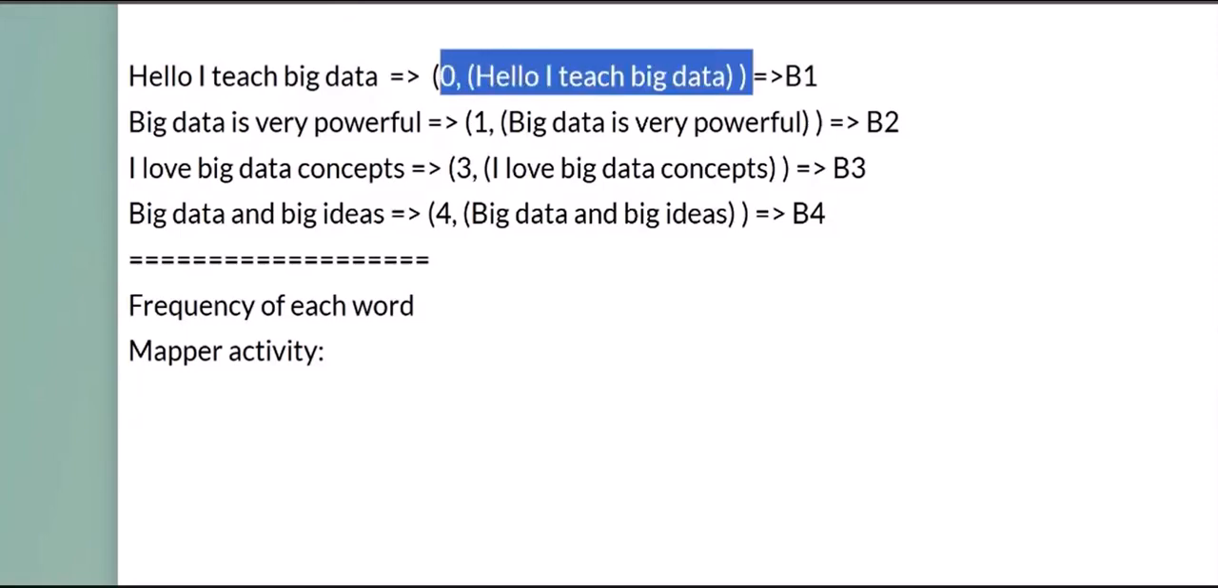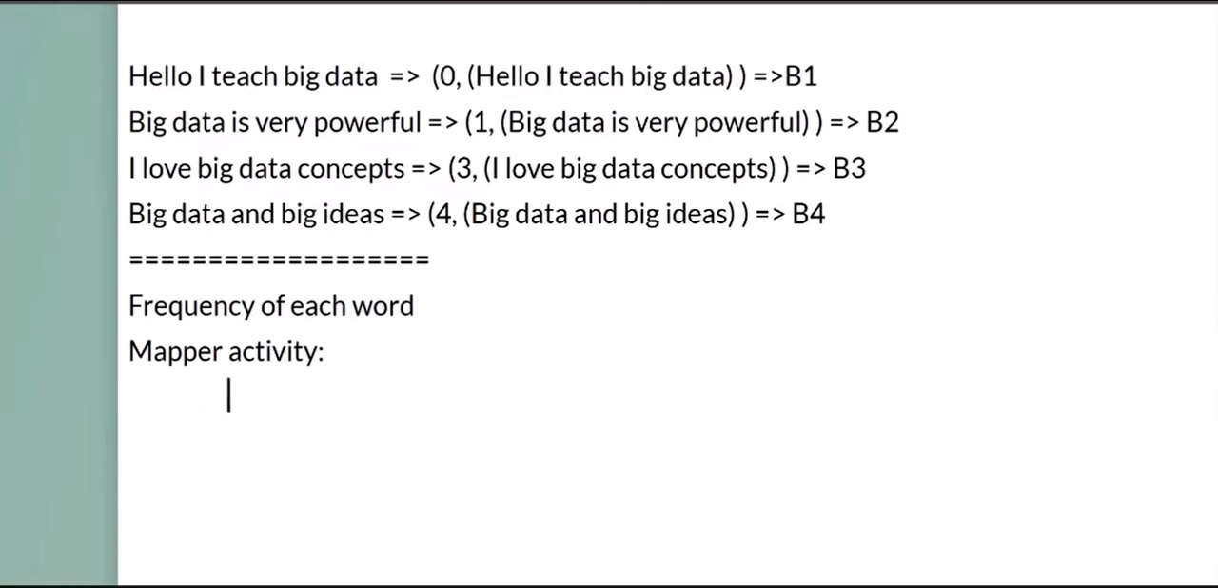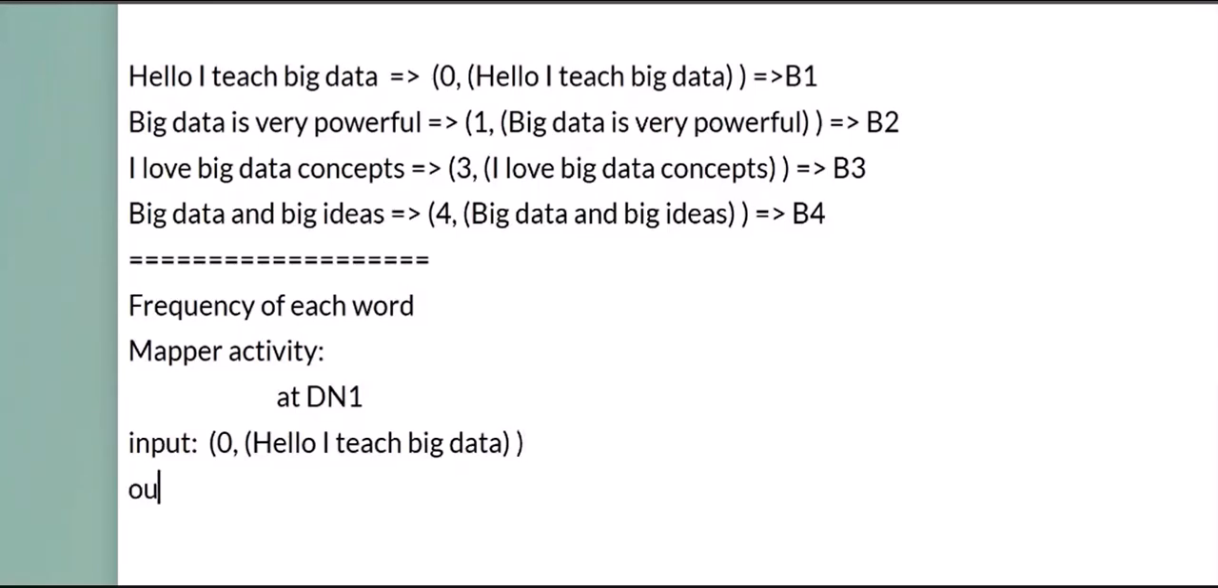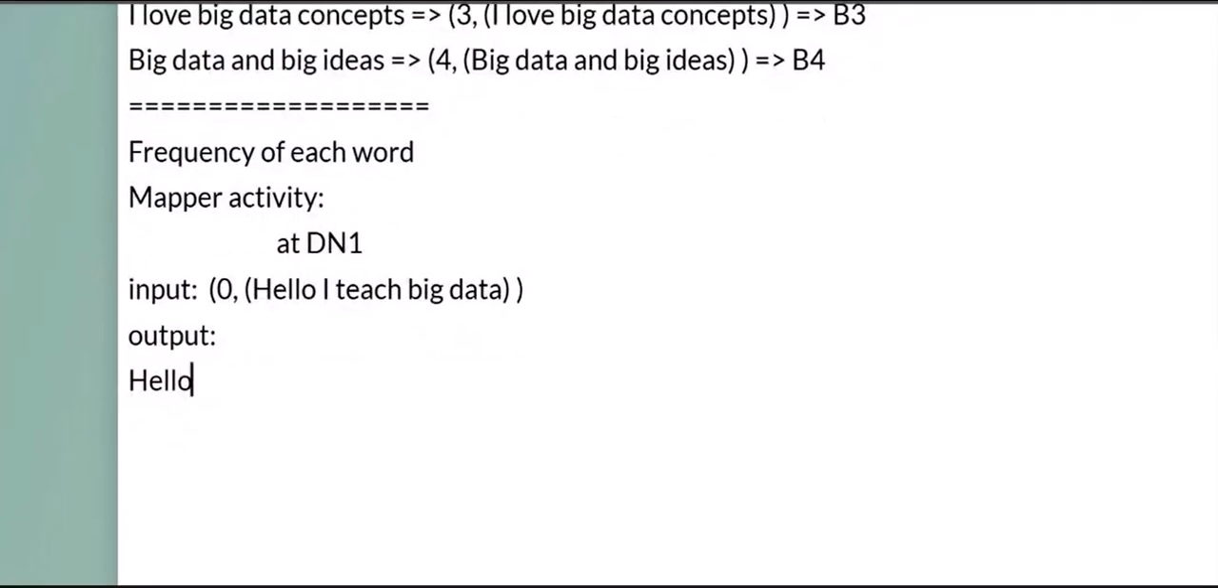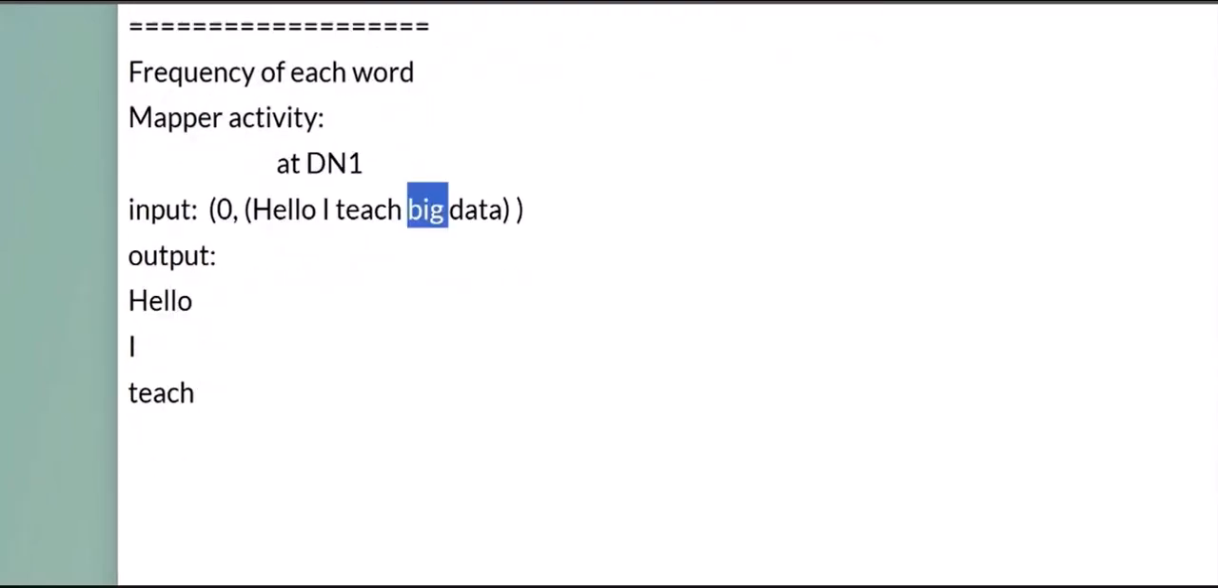Now since this input is acceptable for mapper, this will come into mapper. For example, I'll say not block, I will say data node 1. At data node 1, what is the input? Input is this. What would be the output? Output would be something like this: Hello, I, teach, big, data. So this is all happening at data node 1.